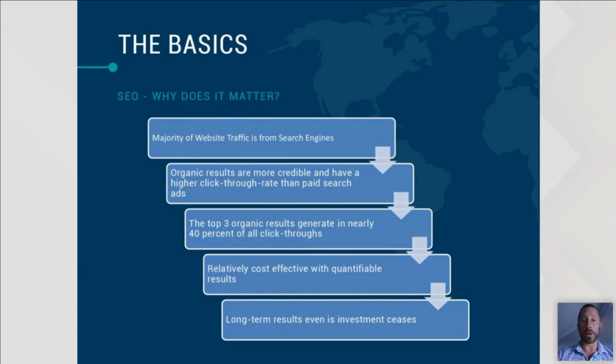SEO, so why does it matter? Why is it important? The majority of website traffic comes from search engines. Anecdotally, as well as the numbers that we've seen through all the websites we've worked on in the last 10 years, will tell us that 80 to 85% of traffic that comes to your website will come from organic search. Organic results tend to be more credible, and they tend to have a better click-through, and they tend to have a better engaged audience. We talk about a number called bounce rate.